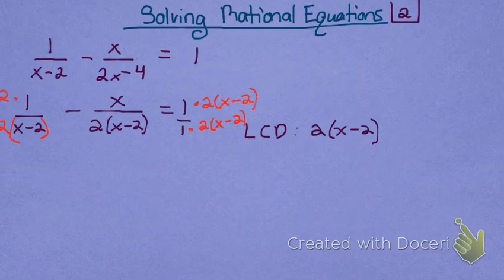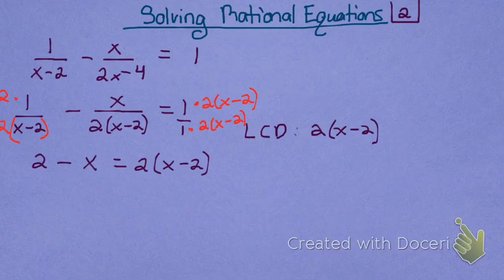Now that all my denominators look the same, I can just bring down my numerators. 2 times 1 is 2, minus x equals 2 times x minus 2. Now it's a simple multi-step equation. I'll distribute first to get 2x minus 4. And then now I'm isolating the variables by getting all of them on one side.